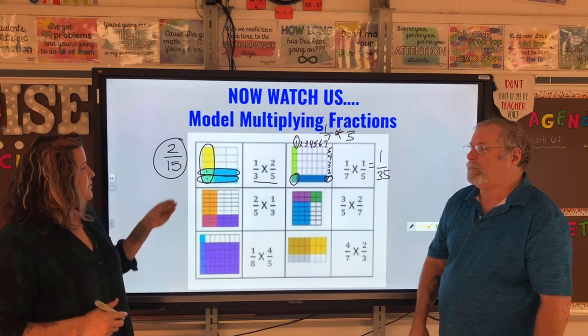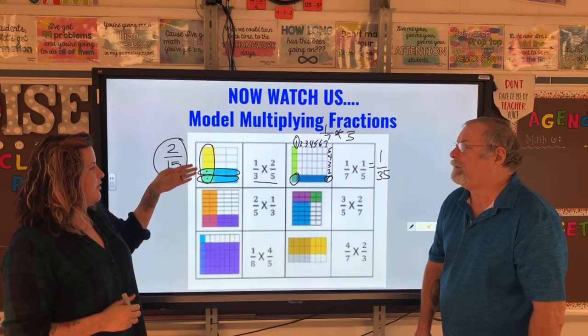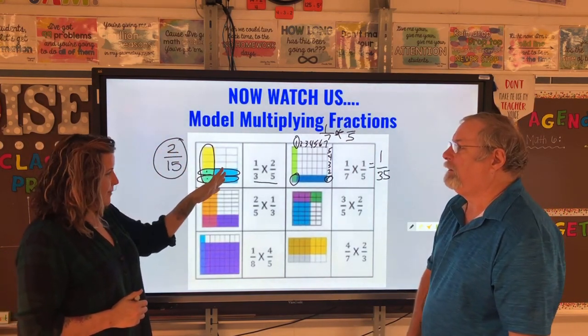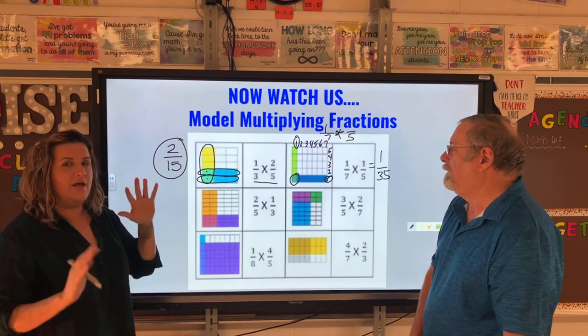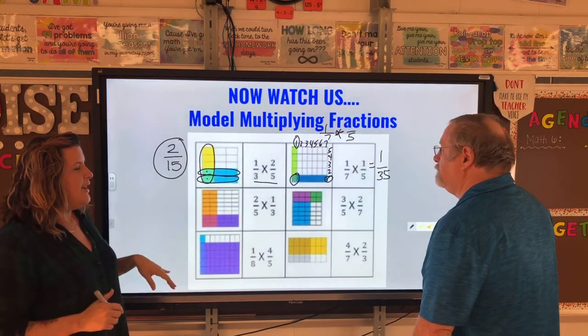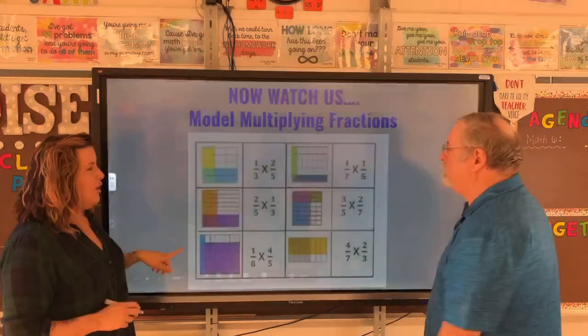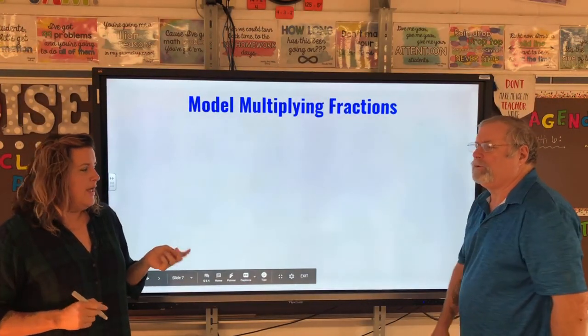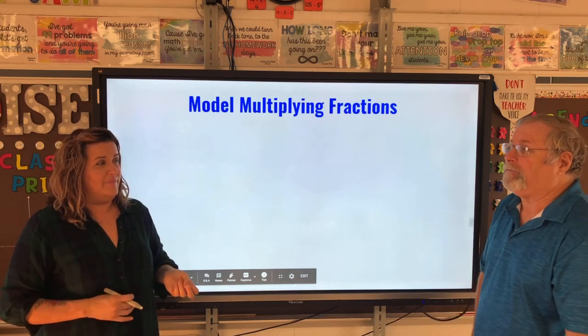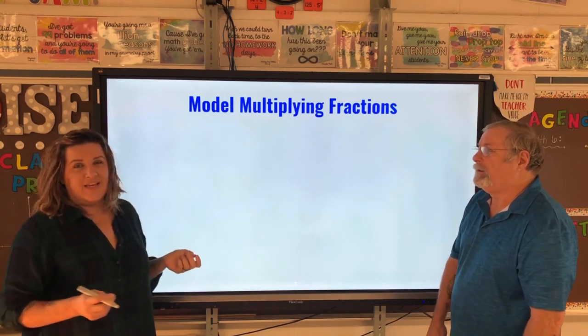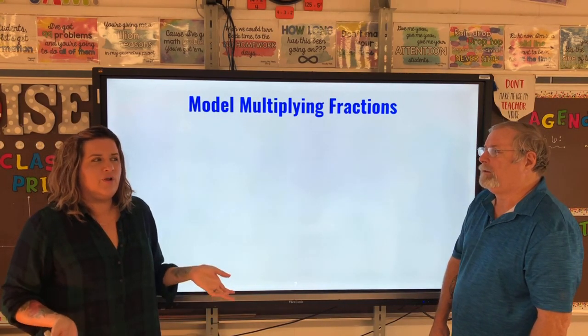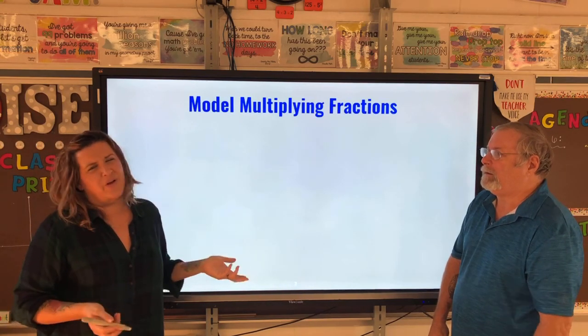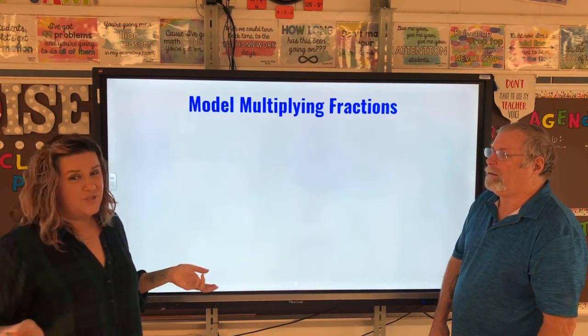The model's done for us. We find how many columns are colored in fully, how many rows are colored in fully, and the double colored over the total, right? But what if we have to draw our own model? That's something you have to know how to do. We normally do this in class with 2 different colors. But what if you're at home and you don't have 2 different colors?